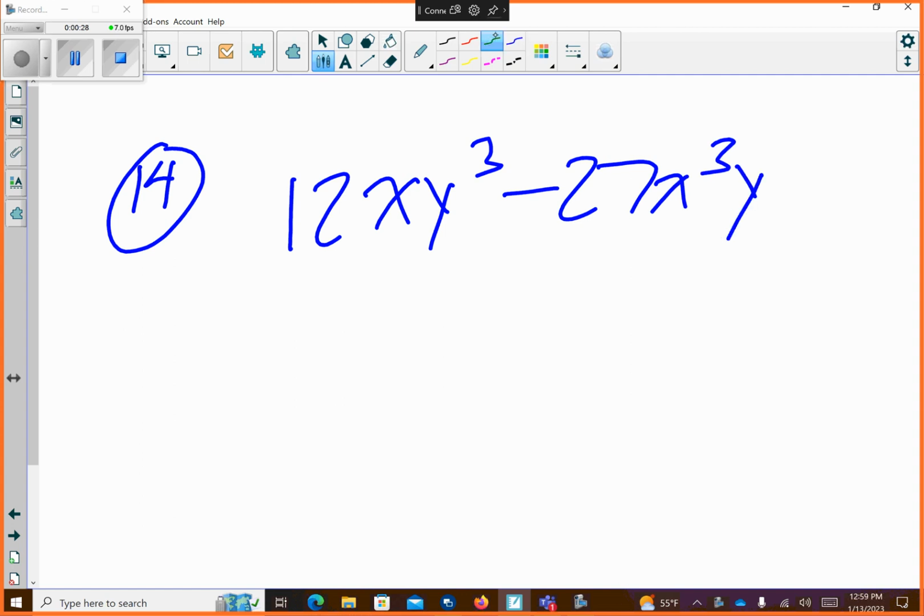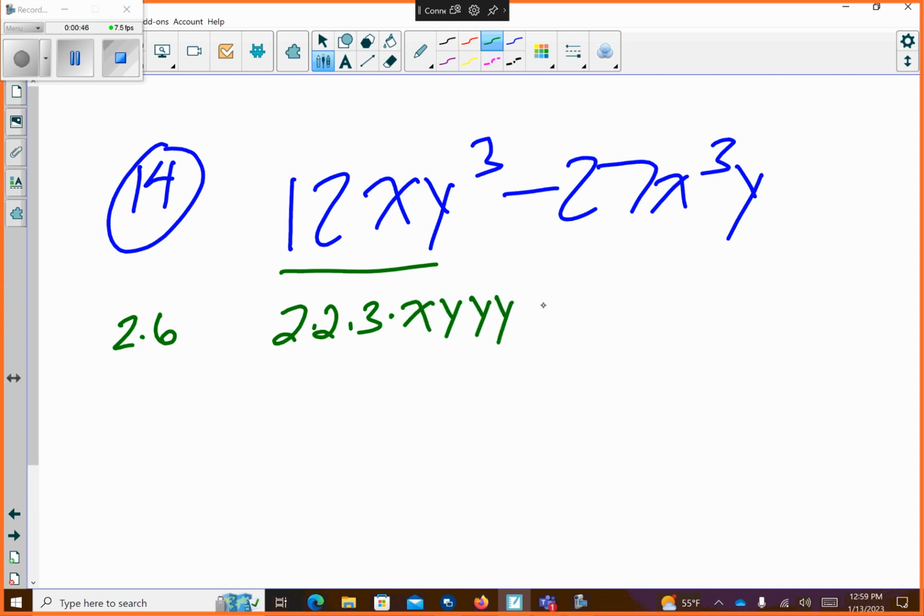All right, so let's do this part by part. So we're going to do this one first. 12 is the same thing as 2 times 6, right? And then 6 breaks down to 2 times 3. So that means 2 times 2 times 3 is 12. And then x, 1, 2, 3 y's. Agree?